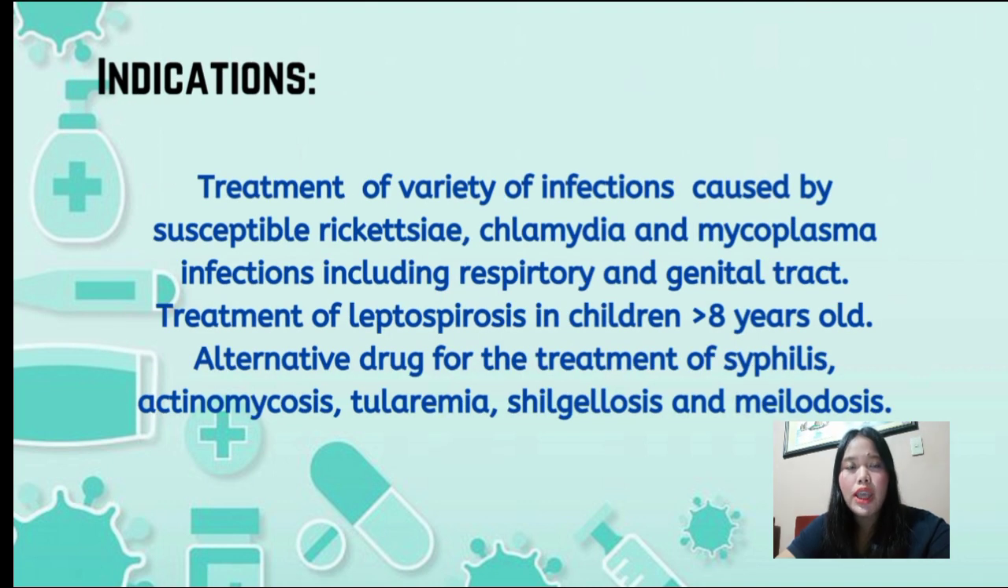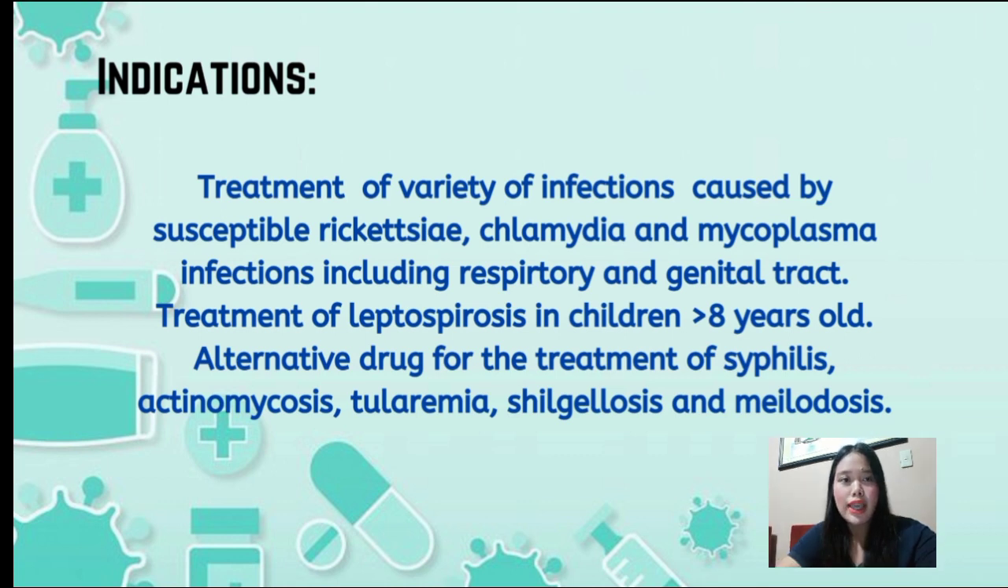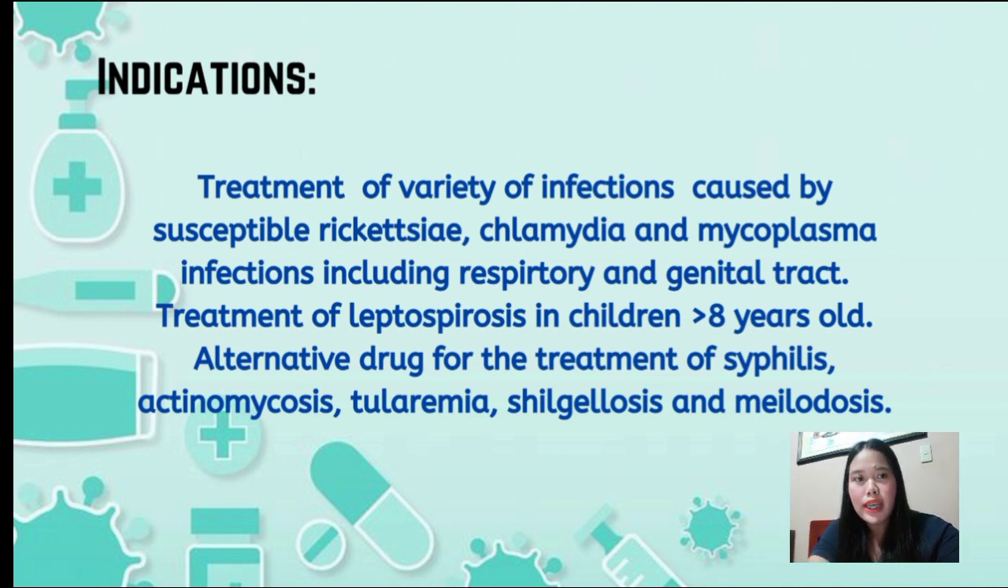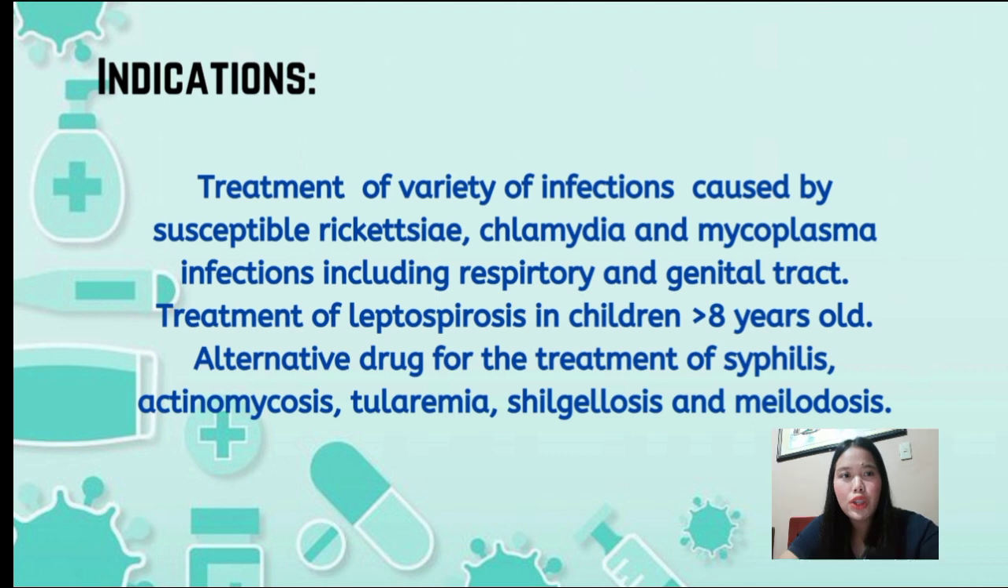Indications of RightMed doxycycline. RightMed doxycycline is a treatment for a variety of infections caused by susceptible Rickettsia, chlamydia, and mycoplasma, including respiratory and genital tract infections. For example, doxycycline can treat pneumonia. Doxycycline has long been used as an effective alternative to beta-lactam antibiotics, with proven efficacy in the treatment of both upper and lower respiratory tract infections.